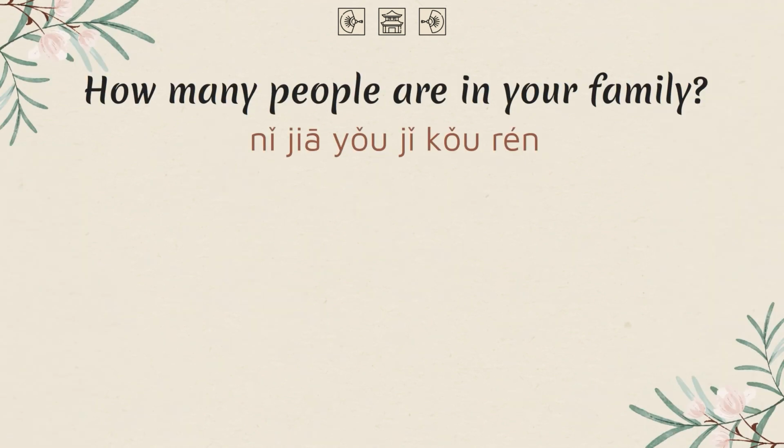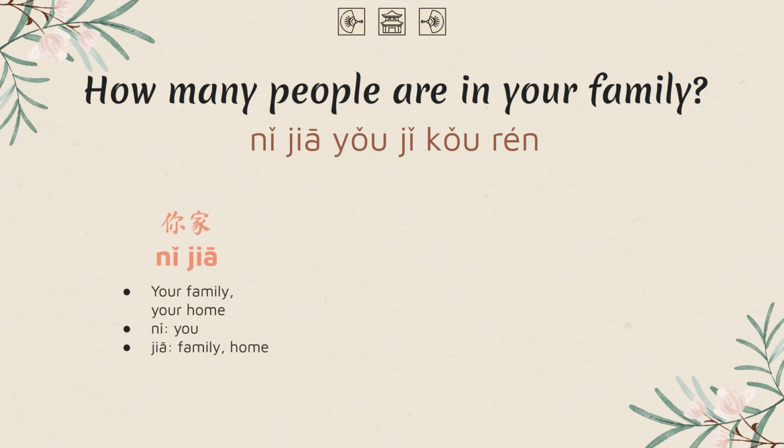Okay, let's get started. So how would you ask about the number of people in somebody's family? It's 你家有几口人? 你家 means your family or your home. 你 by itself means you. 家 means family or home.